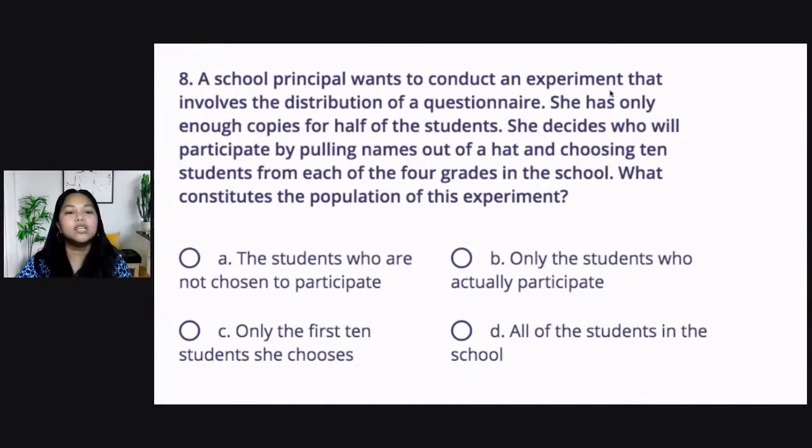So these are the different sampling methods that we can use whenever we have our research. All right, number 8, a school principal wants to conduct an experiment that involves a distribution of a questionnaire. Ayan, questionnaire na naman. She has only enough copies for half of the students. She decides who will participate by pulling names out of a hat and choosing 10 students from each of the 4 grades in the school. What constitutes the population of this experiment? Letter A, the students who are not chosen to participate. Letter B, only the students who actually participate. Letter C, only the first 10 students she chooses. Or letter D, all of the students in the school.